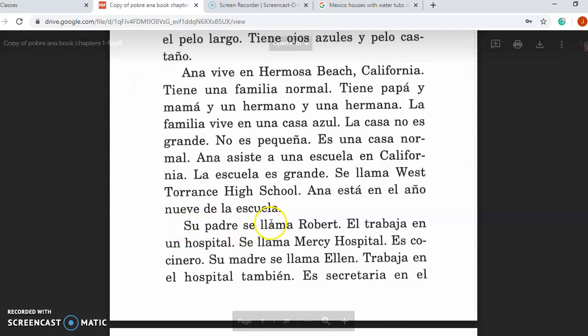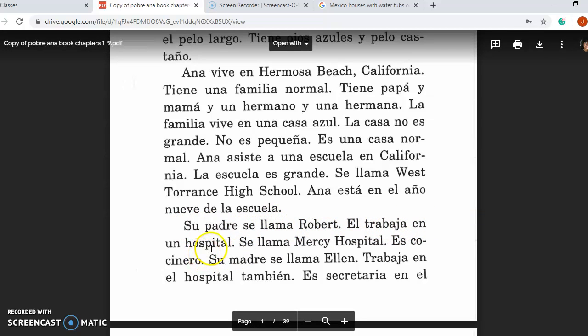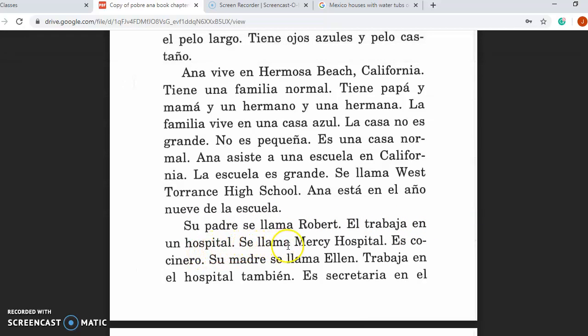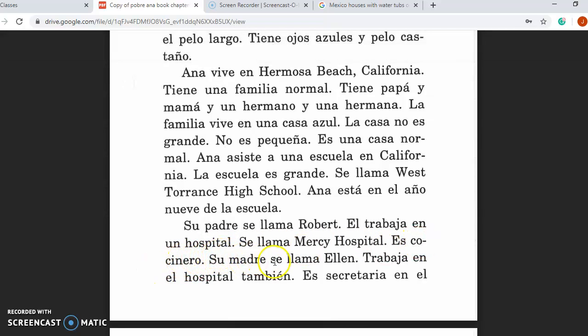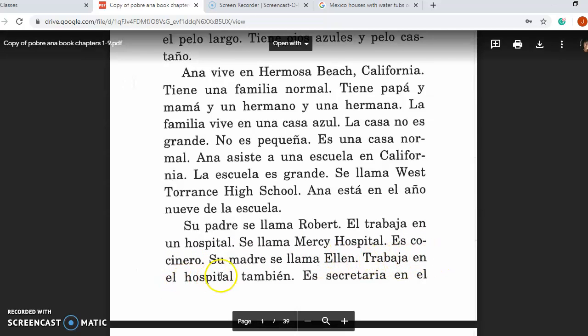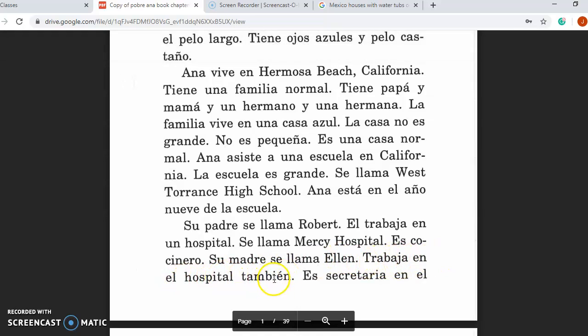So her father is called Robert. He works in a hospital. It is called Mercy Hospital. He is a chef. Her mother is called Ellen. She works in the hospital also or too.